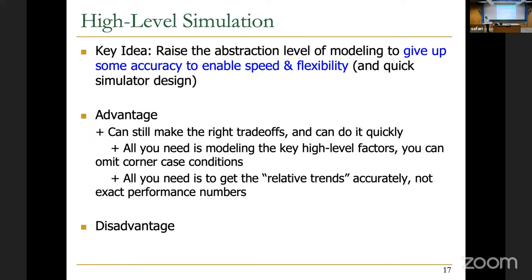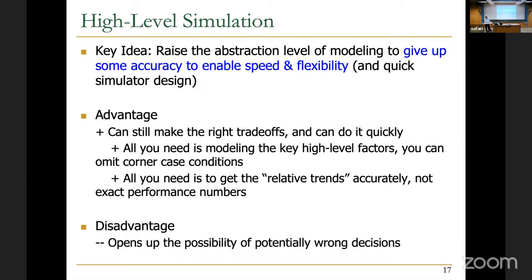Also, all we need is to get the relative trends accurately, not exact performance numbers. That's exactly what I mentioned in the previous slide when we were discussing accuracy. Relative trends are important. If we can show the relative trends accurately, I think that's more than enough. We don't really need exact performance numbers. But it also has a disadvantage. It opens up the possibility of potentially wrong decisions.